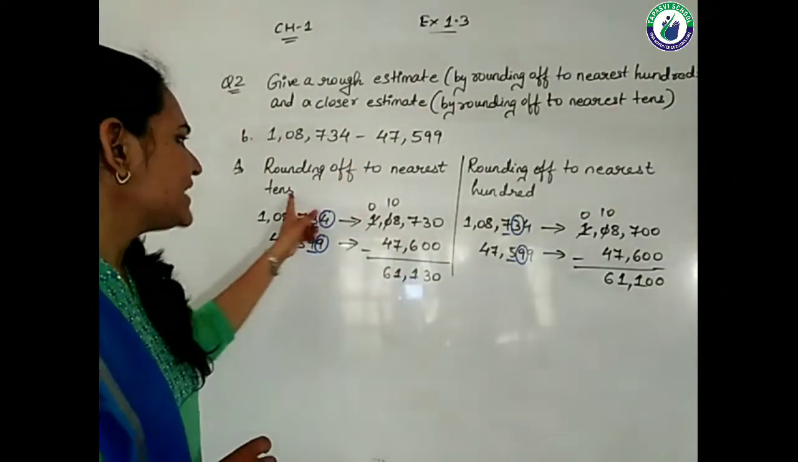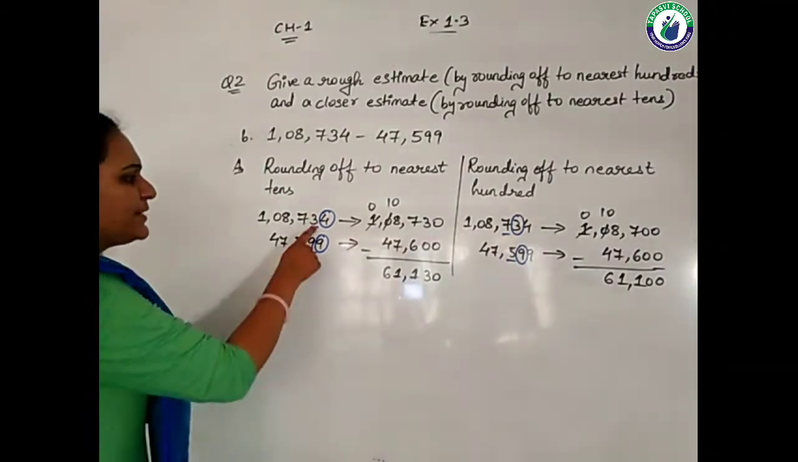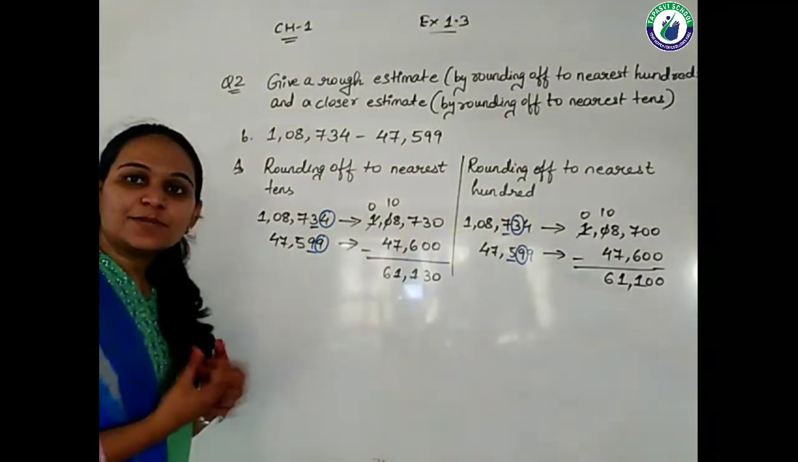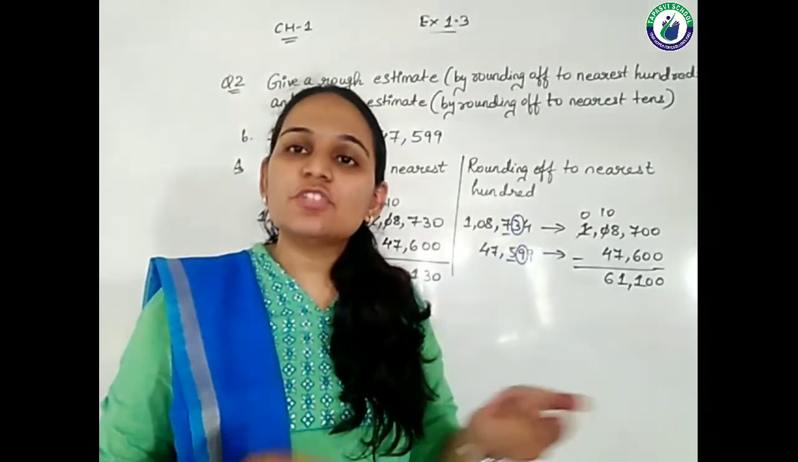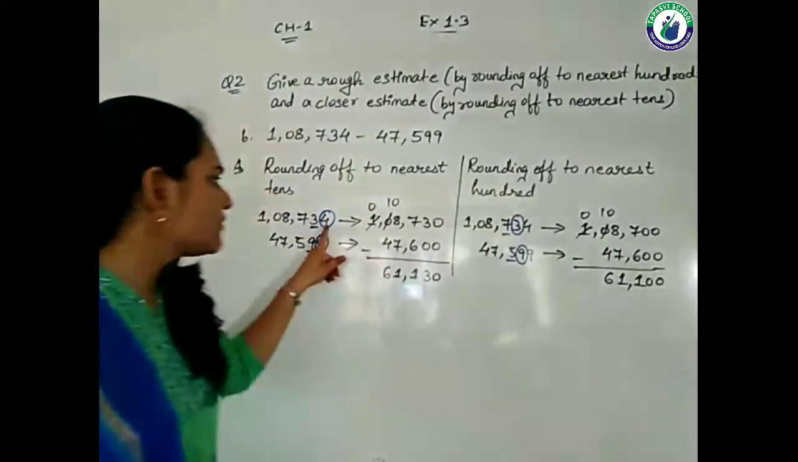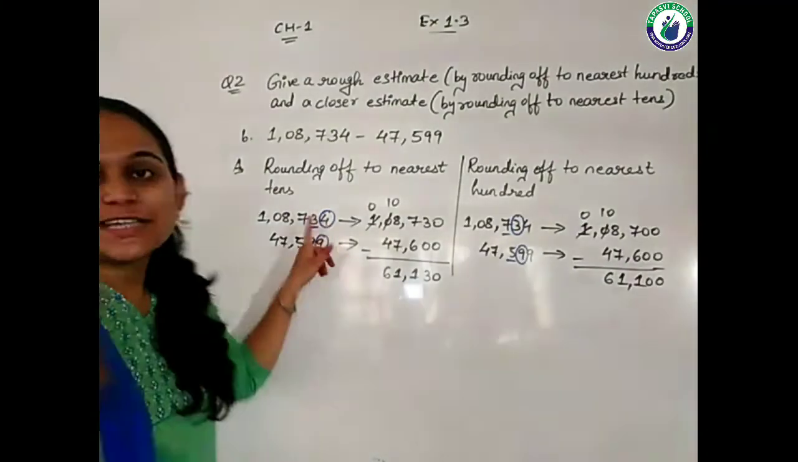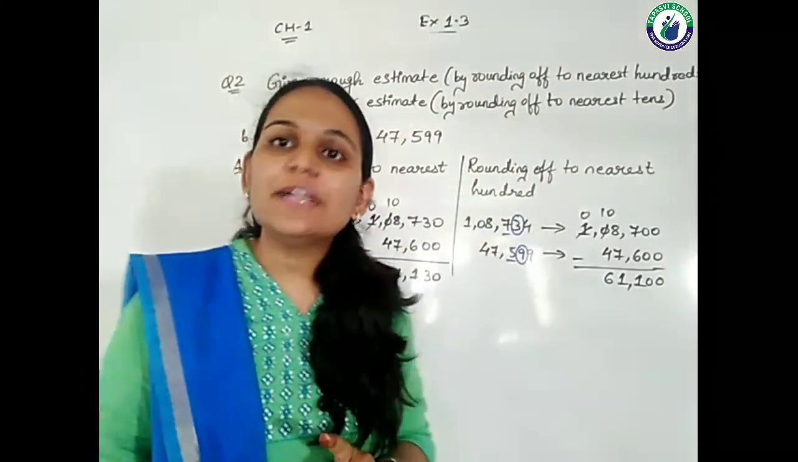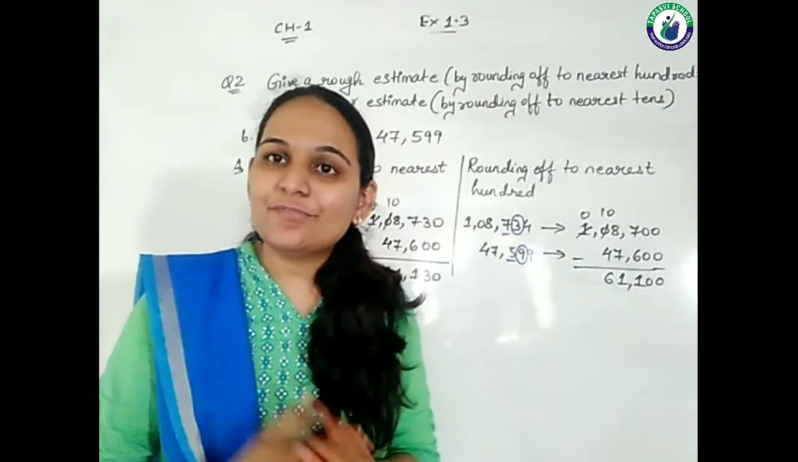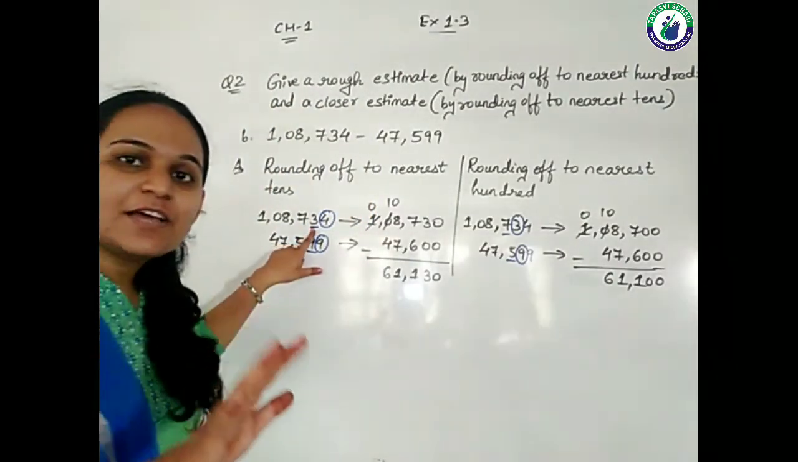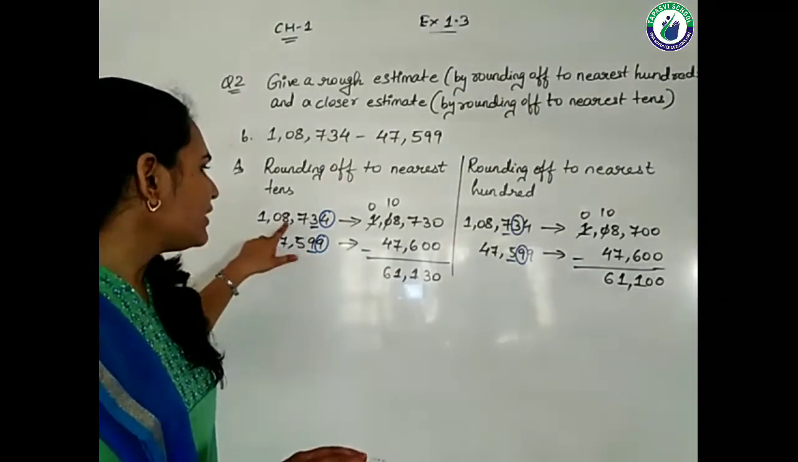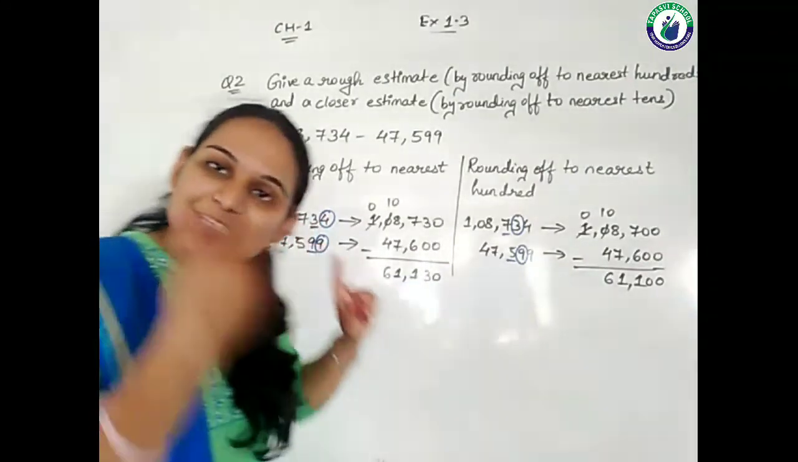Rounding to the nearest tens. So the tens place digit is 3, right? So which digit is going to help? The one in the ones place, so it is 4. Now decide whether 4 is less than 5, equal to 5 or more than 5. It is obviously less than 5. So we are going to keep the digit as it is, right? So it will become 1, 0, 8, 7, 3 and 0.